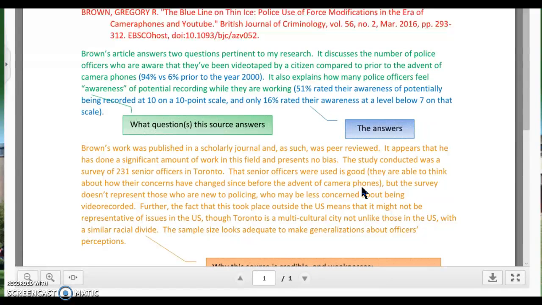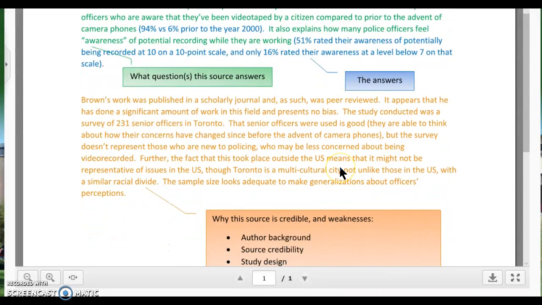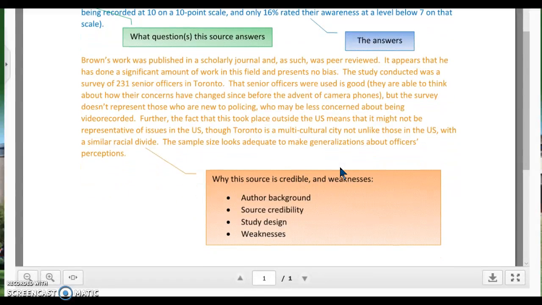This is a way for you to start practicing writing those answers. These things are going to show up in your paper, so if you do a good job answering them here, there are some ways in which you can sort of cut and paste this information into your paper. And then this orange part here is, why is this source credible?